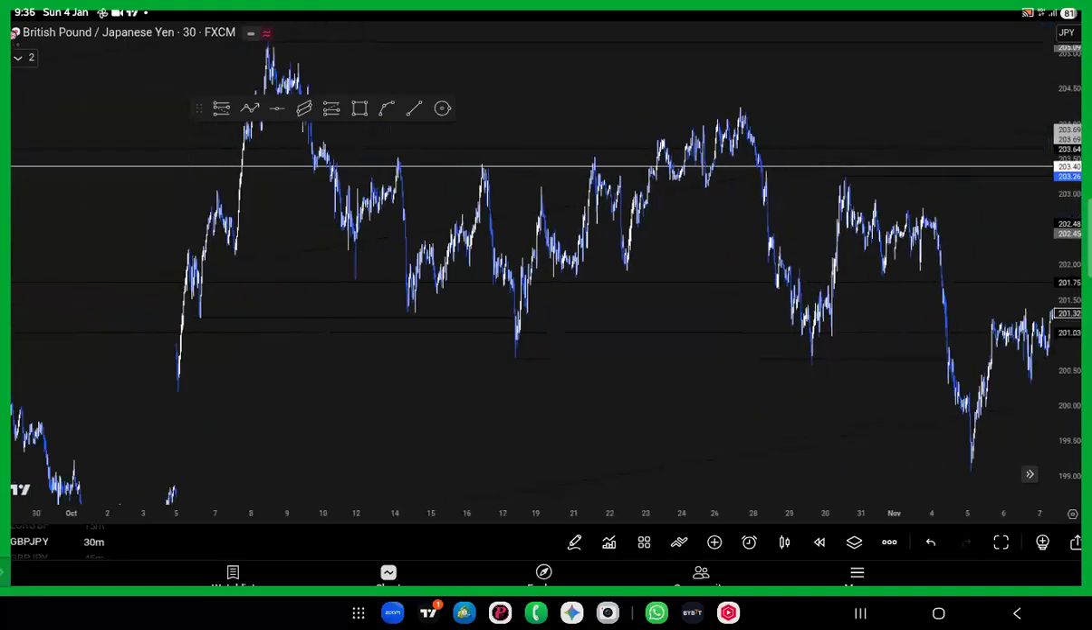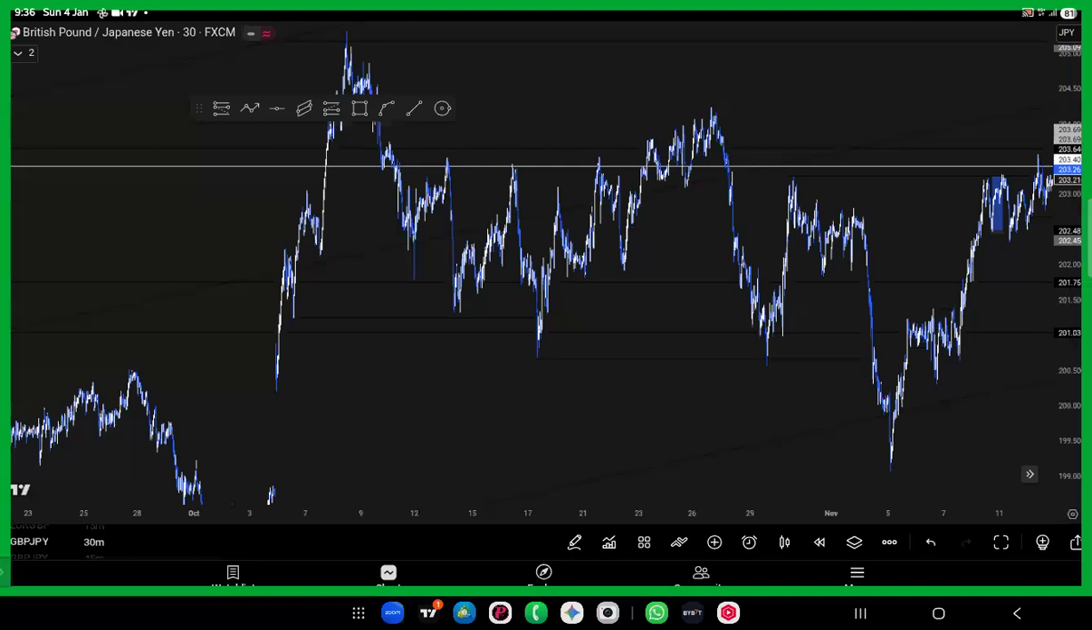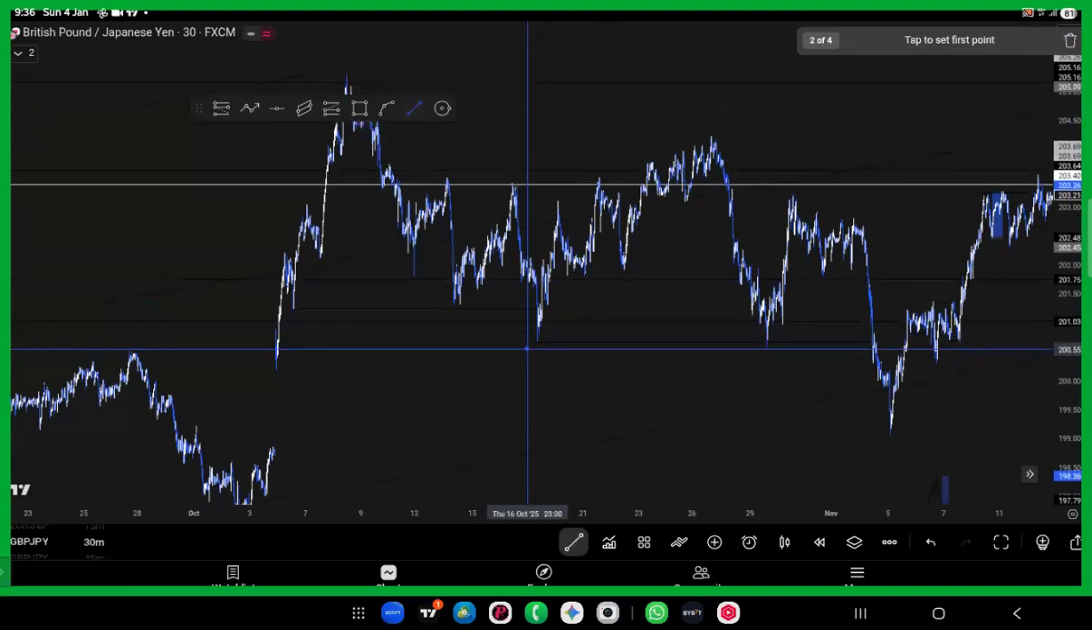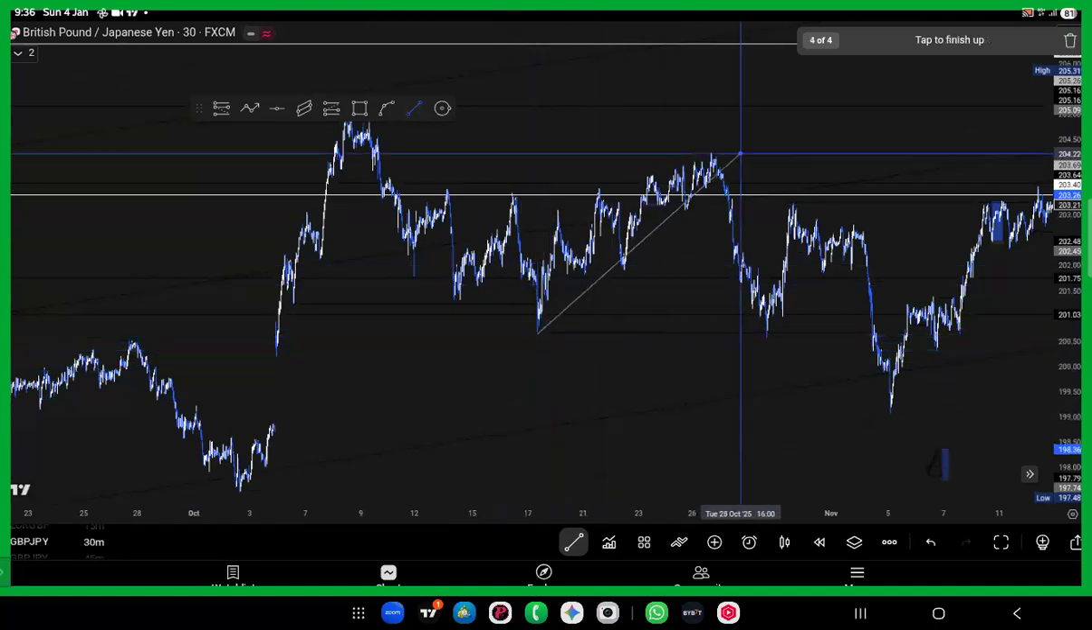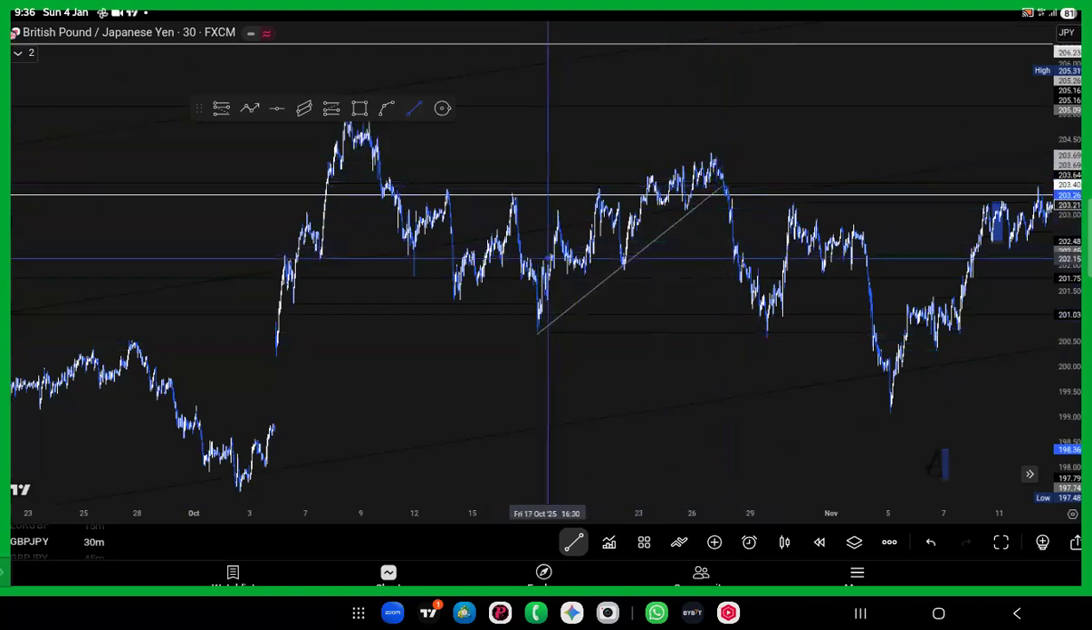All right, this is it. As you can see, your trendline liquidity here. And what happened? Market cleared it out. Took out the origin, right? Over here as well.